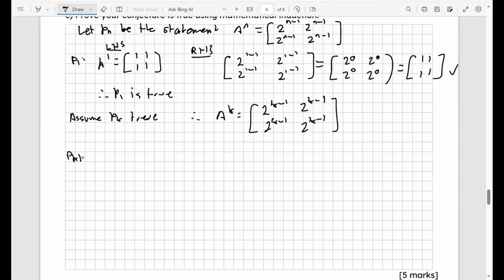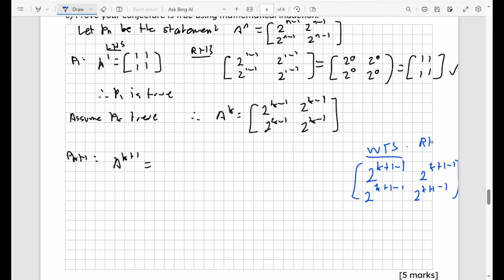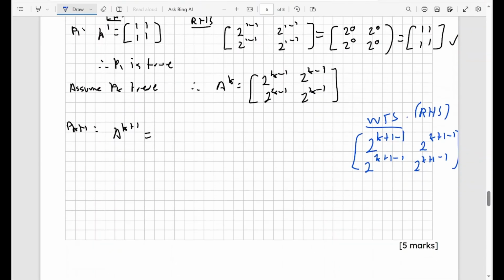Now we'll look at Pk plus 1. So we're looking at A to the power of k plus 1. Now we'll do a want to show here. We want to get 2 to the k plus 1 take 1, in each spot. So I was thinking my want to show is like my right hand side that I'm trying to get to. These should all simplify down to 2 to the k, 2 to the k, 2 to the k, and 2 to the k.